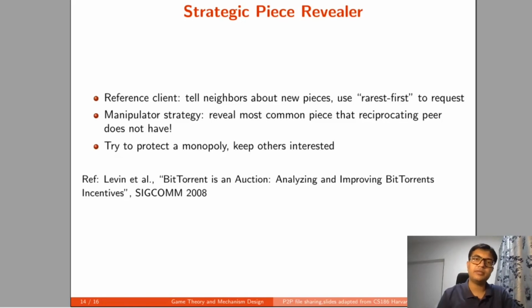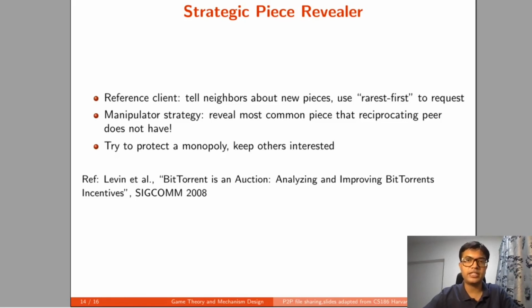The second strategic behavior is what is called the strategic piece revealer. The reference client, and we are going to assume that all the other peers are using this reference client, tells its neighbors about the new pieces, and also requests the rarest first. So for instance, if there are 10 pieces and most of the peers are looking for 1 and 2, then you already know that pieces 1 and 2 are very highly demanded.